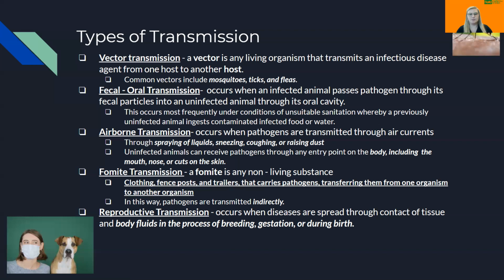A reproductive transmission occurs when diseases are spread through contact of tissue, of bodily fluids in the process of breeding, gestation, or during the giving birth process.